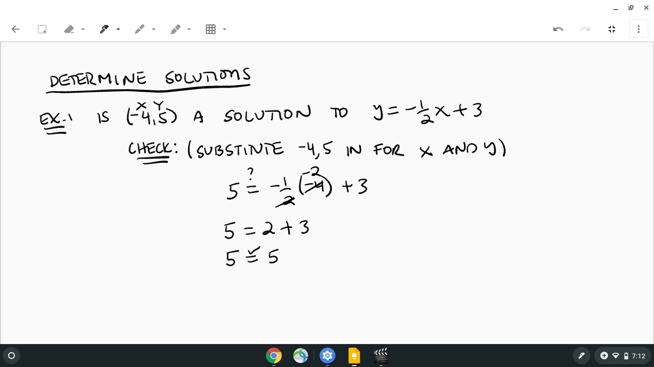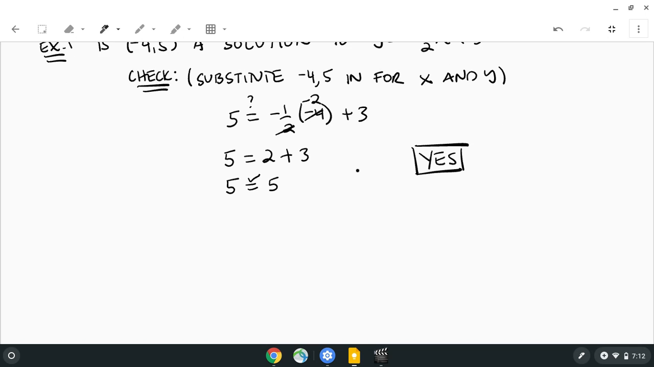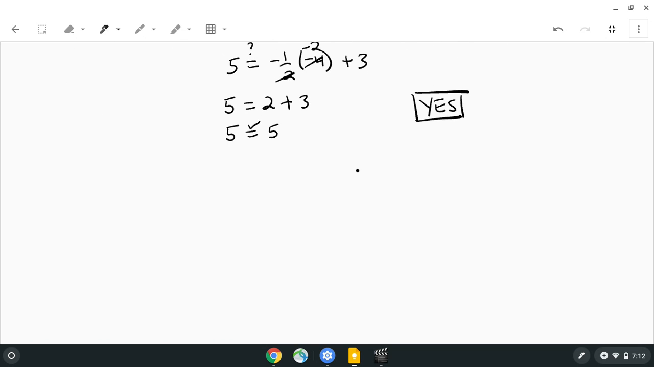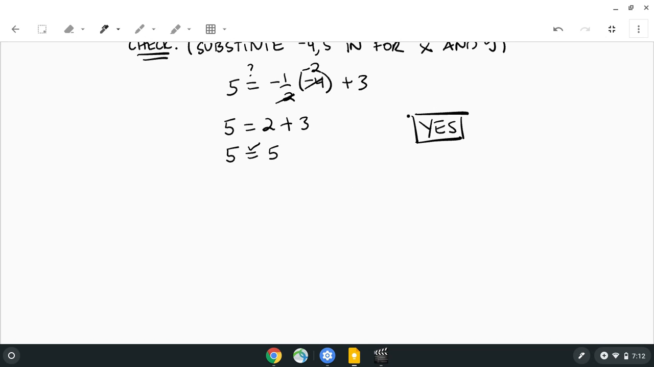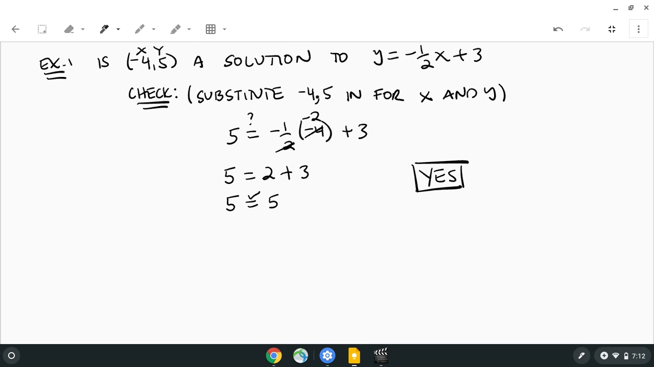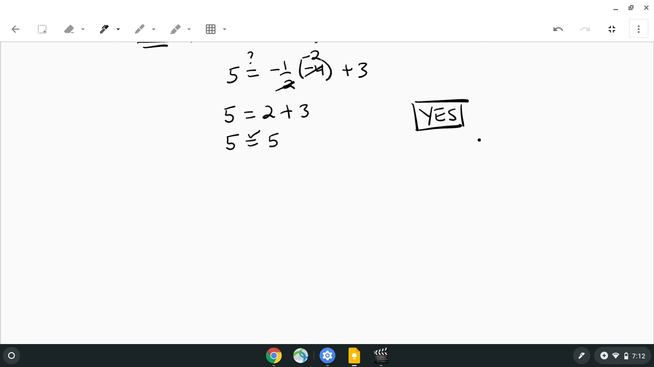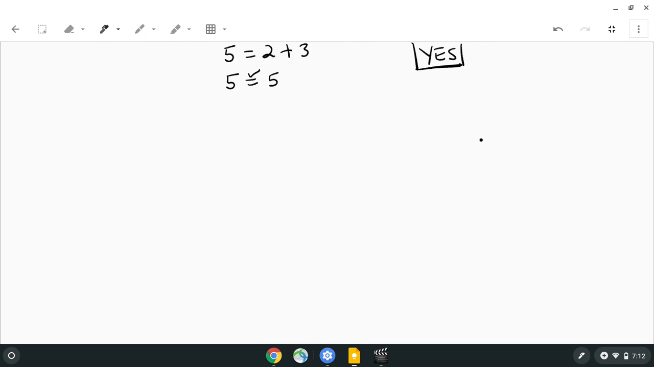So it does check. The answer would be yes, -4, 5 is a solution to that equation. If you were to graph that equation, -4, 5 would be a point on that line. If we ended up getting something like 5 equals 7, clearly 5 does not equal 7, so we would say no, -4, 5 is not a solution. Okay, let's take a look at another one.